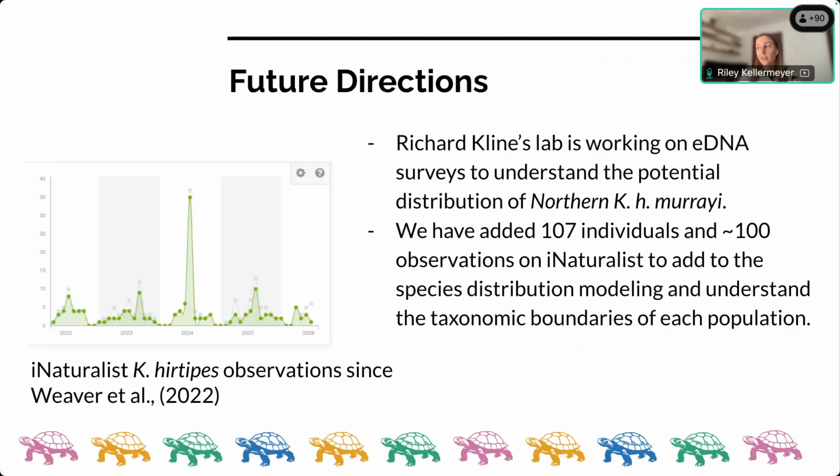Then we personally added 107 individuals, and in the time since Weaver was published in 2022, we've got more than 100 approximately iNaturalist observations of Kinosternon. And we can add these to our species distribution model to get an even better sense of where these turtles should be, so that we can always go and check on them and see how their habitat is doing. So huge shout out to folks that use iNaturalist to document your observations. That data does get used and it is very helpful. How else am I going to find turtles in the middle of the desert?